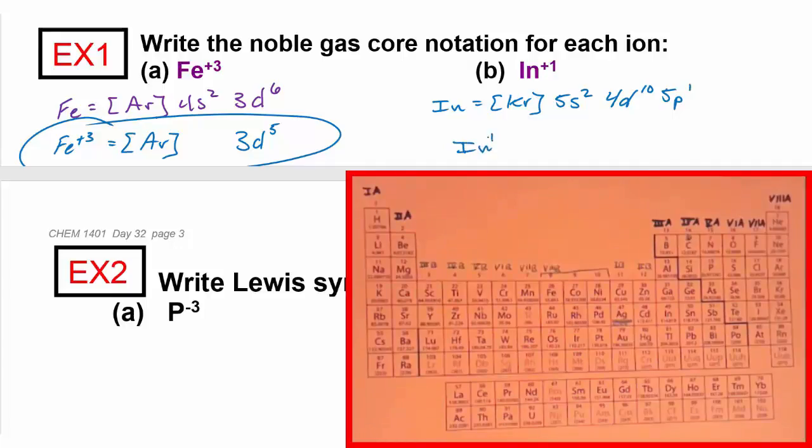To create the indium ion, the +1 charge, can we create a d10 or a d5? You bet. Just remove that 5p1. So you can write 5p0, or just don't write it at all.